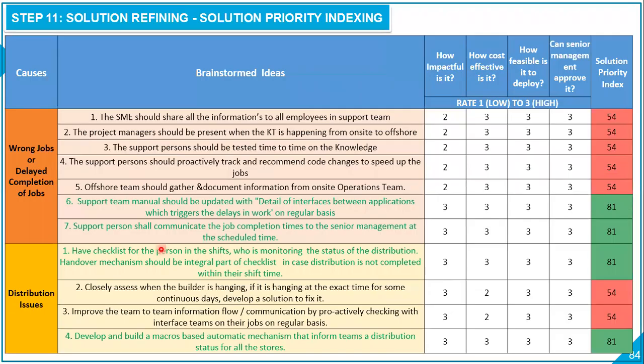Right, so here we can see this is the solution priority indexing or solution refining phase. This is the template, the causes and the solutions we can see over here, right? And then every single solution or every single idea should go through all four scanners.